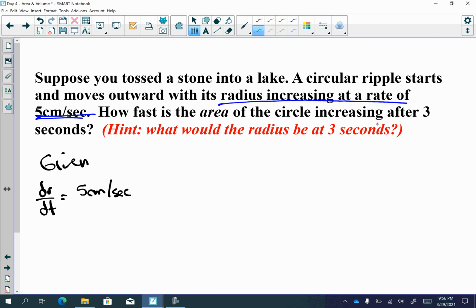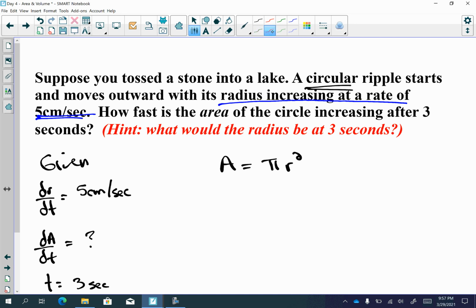How fast is the area of the circle increasing? So dA over dt is what they're asking me to solve for. So I don't know. And then it says after 3 seconds. Okay, they do give me this time value of 3 seconds. Well, that's helpful for one reason, and I'll show you why. If you're wondering what formula relates the area of a circle, so it's a circular ripple, to its radius, well that would just be the area of a circle, pi r squared.